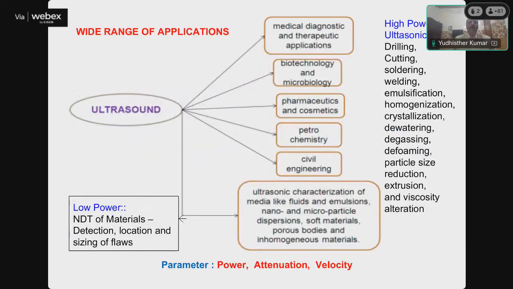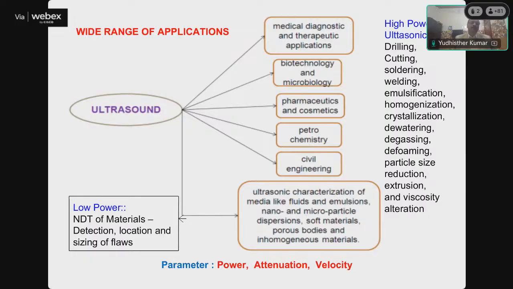So, ultrasound has a wide range of applications, like in medical diagnostic and therapeutic applications, in biotechnology and microbiology, in pharmaceuticals and cosmetics, in petrochemistry, in civil engineering, and ultrasonic characterization of media like fluids and emulsions, nano and microparticles, dispersions, soft materials, porous bodies, and inhomogeneous materials. In high power ultrasonics, ultrasound can be used for drilling, cutting, soldering, welding, emulsification, homogenization, crystallization, dewatering, degassing, defoaming, particle size reduction, extrusion, alteration of viscosity, ultrasonic therapeutic use, and many more.